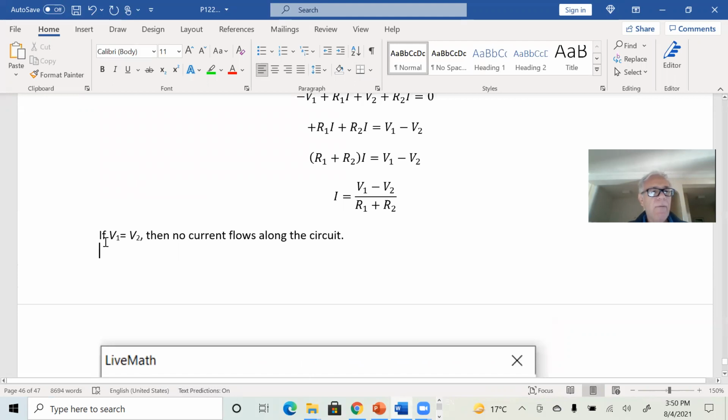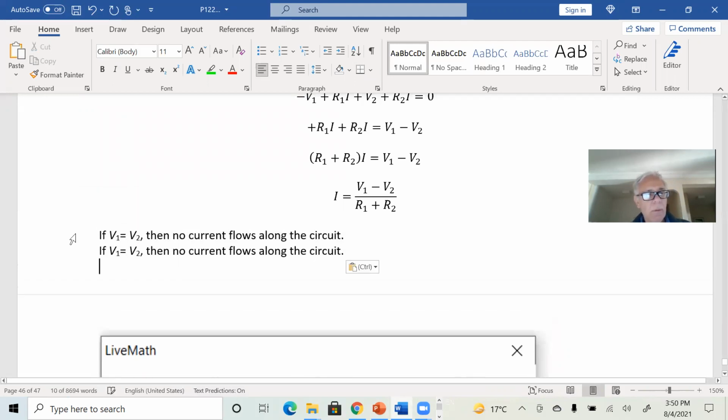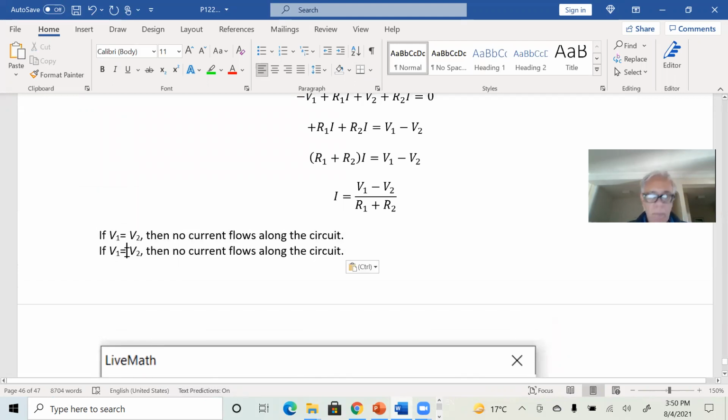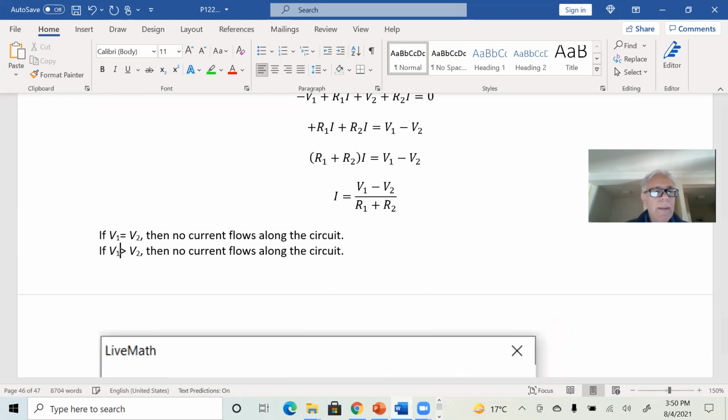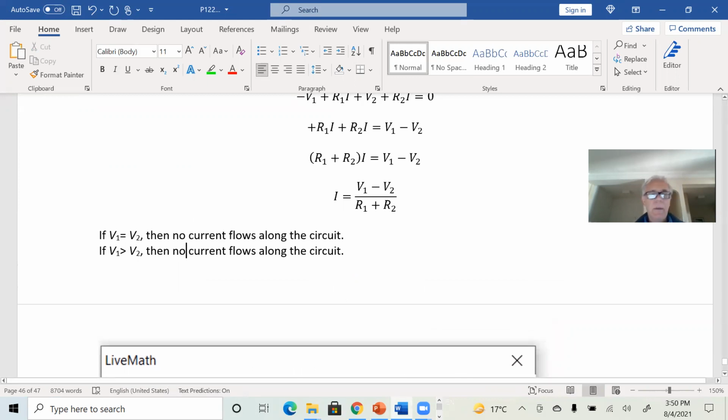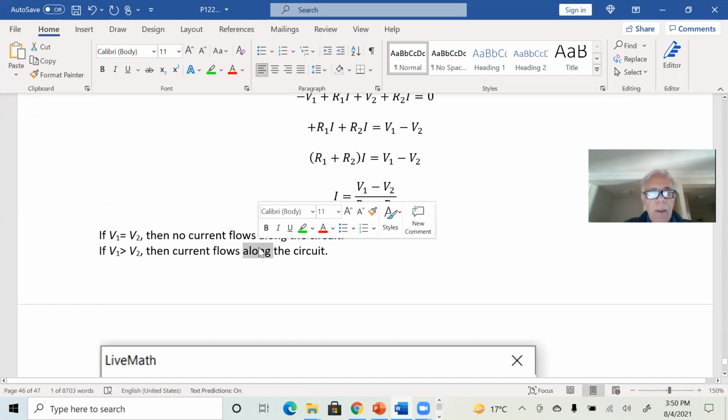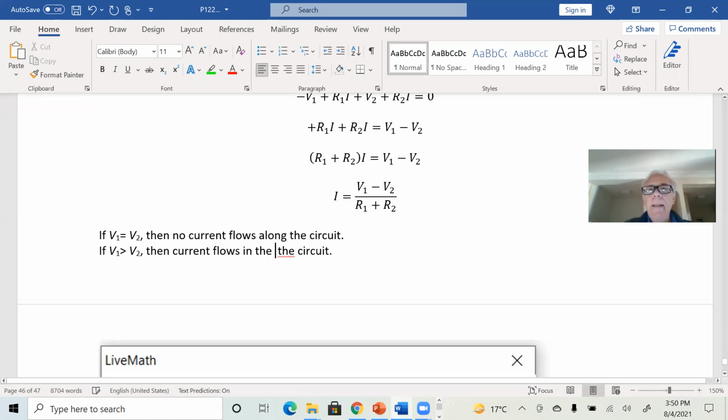Okay. If V1 is greater than V2, then current flows, there you go, magnitude, right? Yeah, it's the magnitude. V1 and V2 are both greater than 0. Then current flows in the clockwise direction.